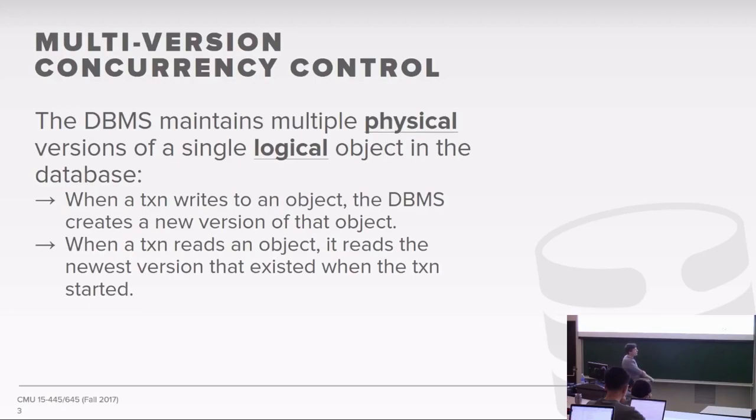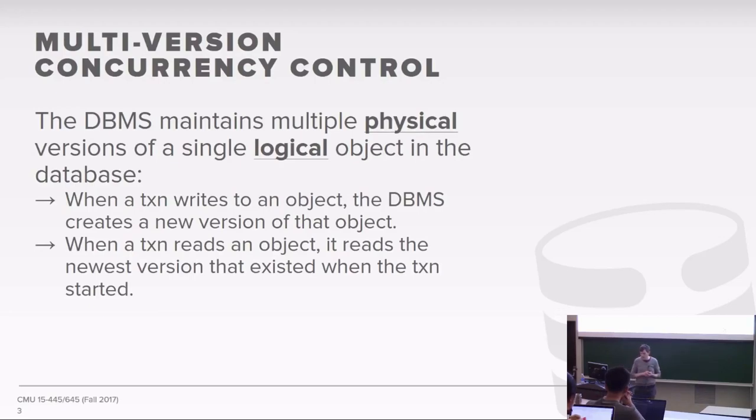This can vary depending on what isolation level you're using, but in general, when you start a transaction and you read an object, the database management system will figure out the newest version of that object that existed right before you started. So transaction one creates or updates an object, you get a new version, and then transaction two updates that object again, you get another new version. When transaction three comes along, the database management system will know I should be reading the version from two, not the version from one, because the version from two is newer.